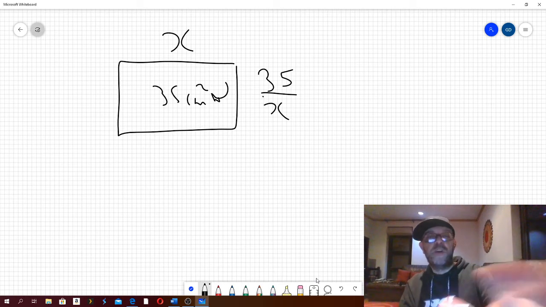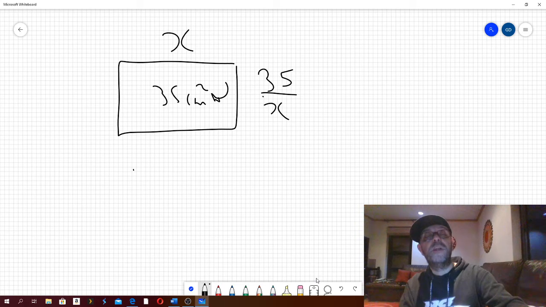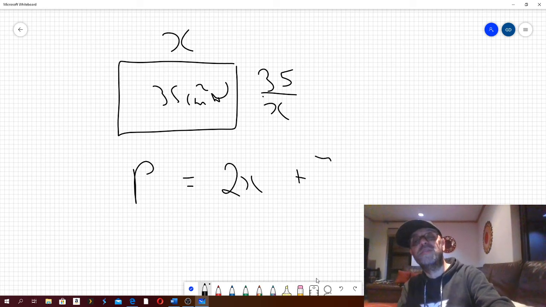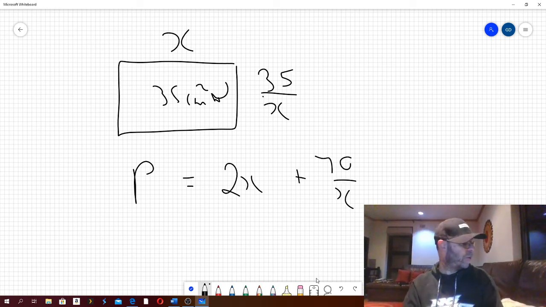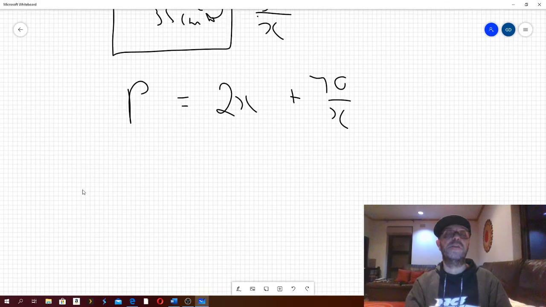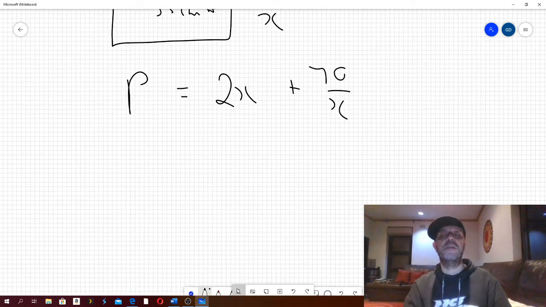If that's true, we've got our length and our breadth now, and so we know that perimeter can be given by 2 times the length, which is 2x, and 2 times the breadth, which is 70 over x. Okay, and if I want to find where the perimeter is going to be a maximum, I must do a derivative equation again, and so I'll set that to 0.